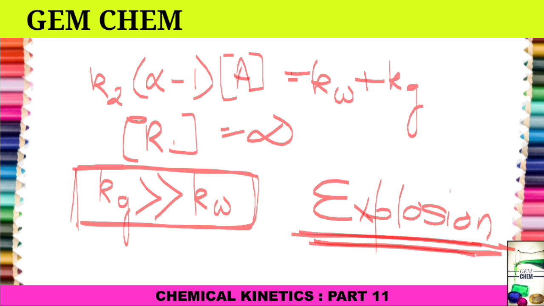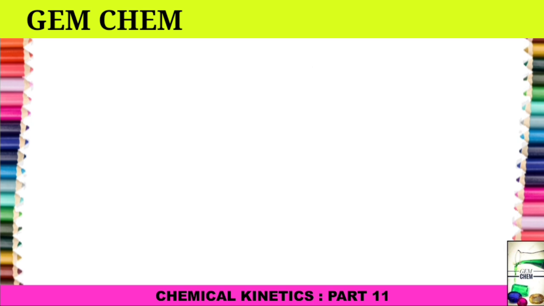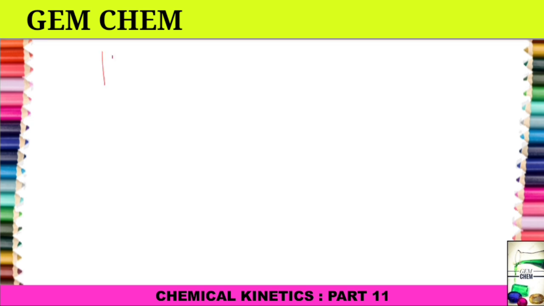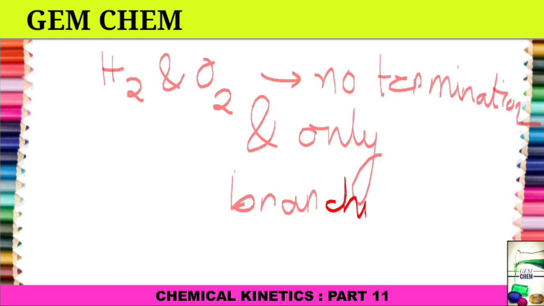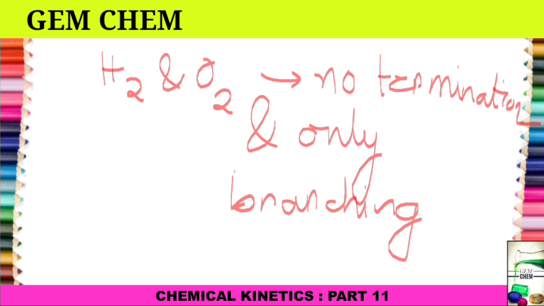One example of a non-stationary reaction is the reaction between H2 and O2. It is an example of a no termination, only branching reaction. And in this case, the reaction being exothermic, no heat can be dissipated, and temperature increases, reaction rate increases, heat increases. As a result, there is thermal explosion. So here ends the topic of non-stationary chain reactions.